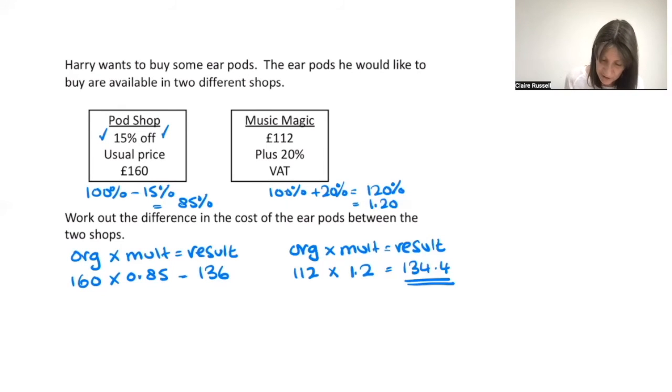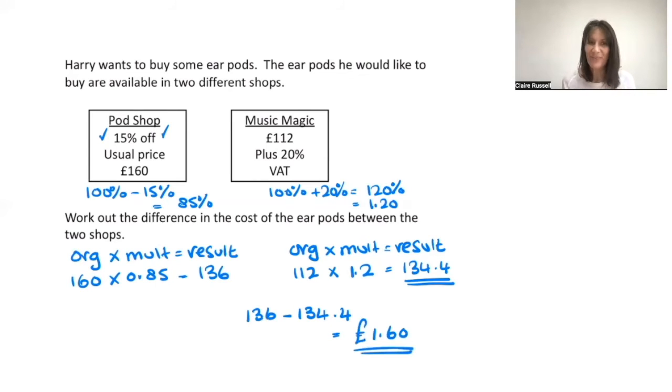me now to do 136, take away 134.4, okay, which is £1.60. Always check in and make sure that you are answering the question.